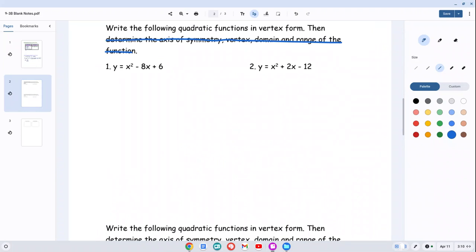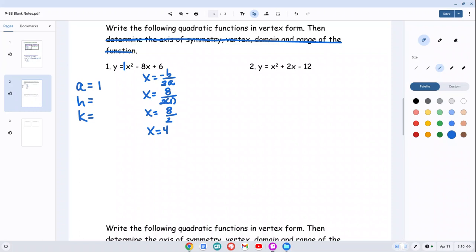Okay, so if I'm trying to take this standard form and put it into vertex form, I need an a value, I need an h value, and I need a k value. My a value, I can just look for. It's a 1 here. My h value, I have to find using my formula. So x equals negative b over 2a. x equals a positive 8 over 2 times 1. That's 8 over 2. x equals 4.